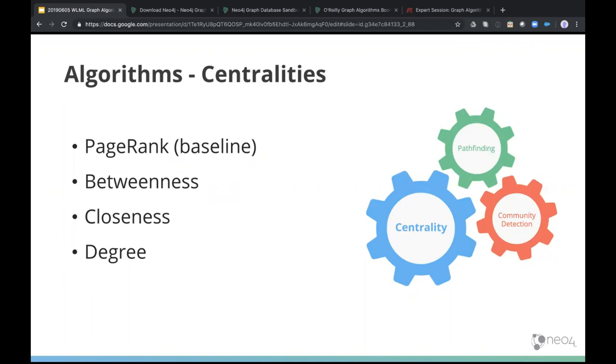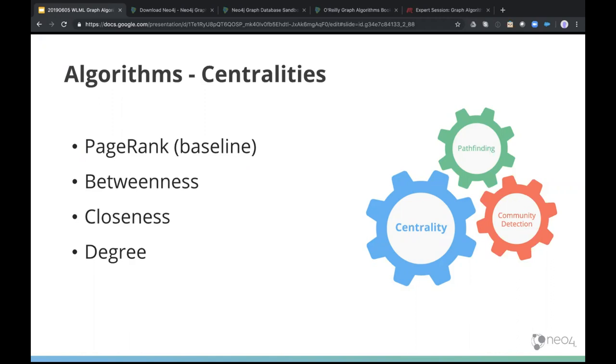So centrality algorithms, PageRank, we already talked about that. This is an iterative algorithm. Google has hundreds of thousands of machines running them permanently, boiling the ocean to literally assess how important and how evolving the connectedness is between different web pages.